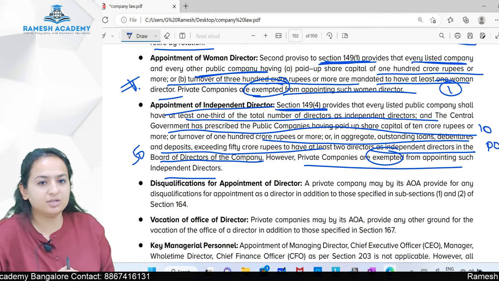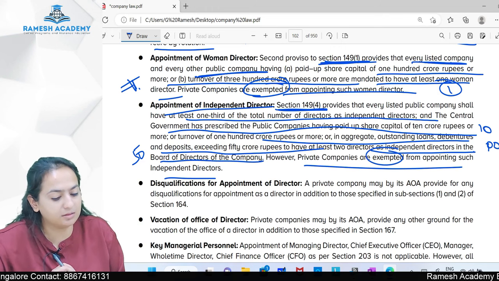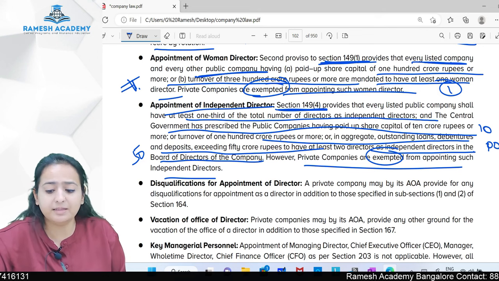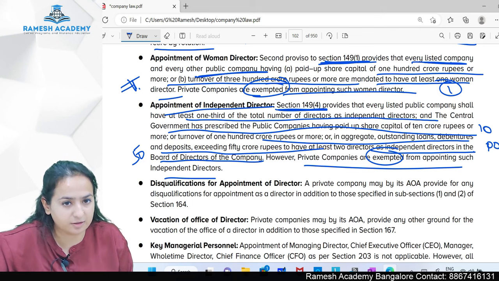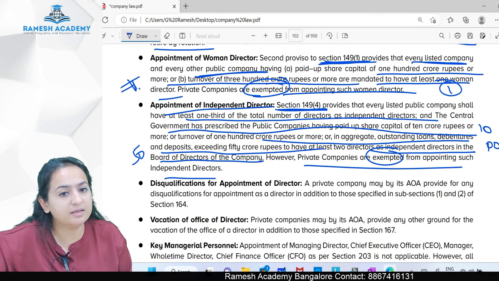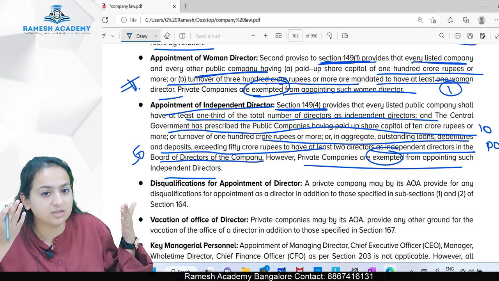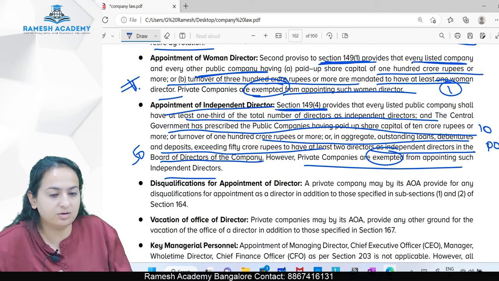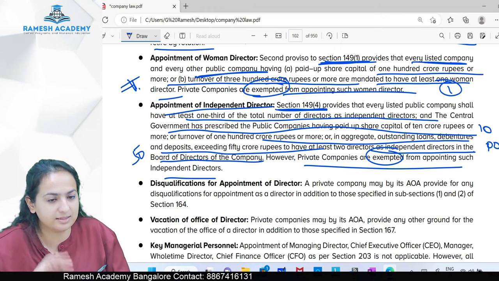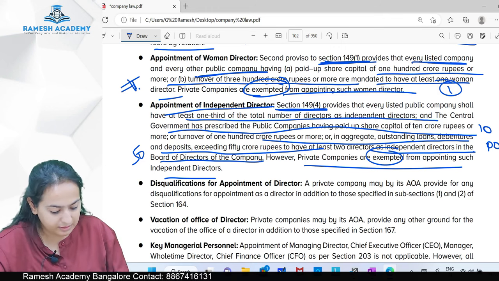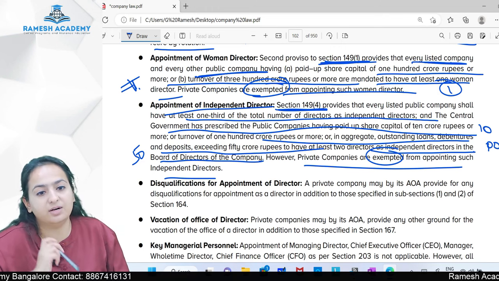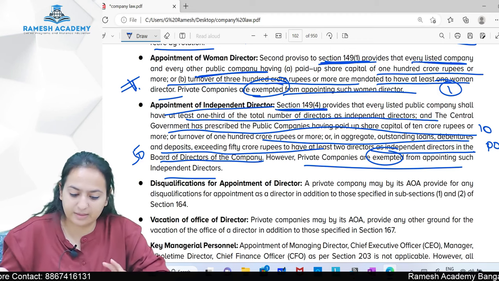See Section 149: if it is a listed company, then you have to appoint at least 2 directors as independent directors. But for other companies, when you have a paid up share capital of 10 crore or more, a turnover of 100 crore or more, or your deposits have increased to 50 crore, this limit will come up in your next chapters also. So just go through it and have a glance here in this chapter; we will study the details in the next lecture. Right, so there will be 2 directors needed if your company is covered under these limits. It is not there in your private company.